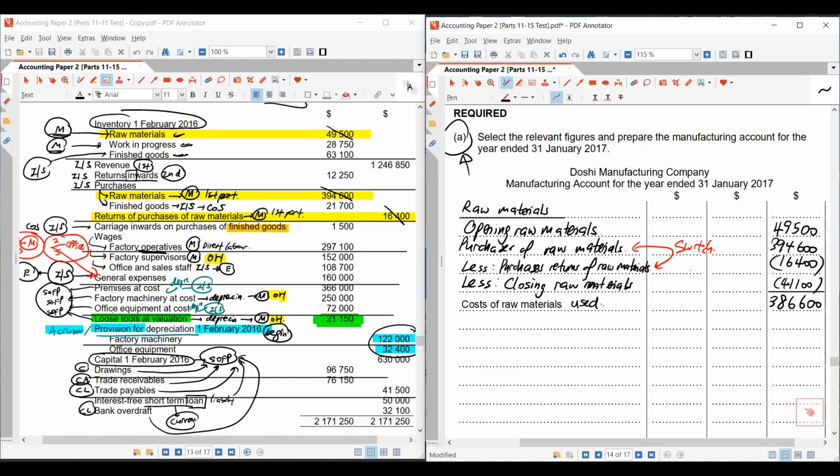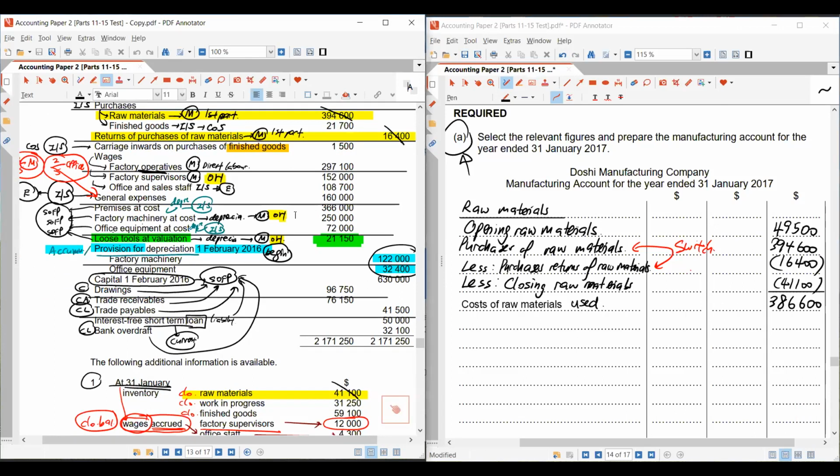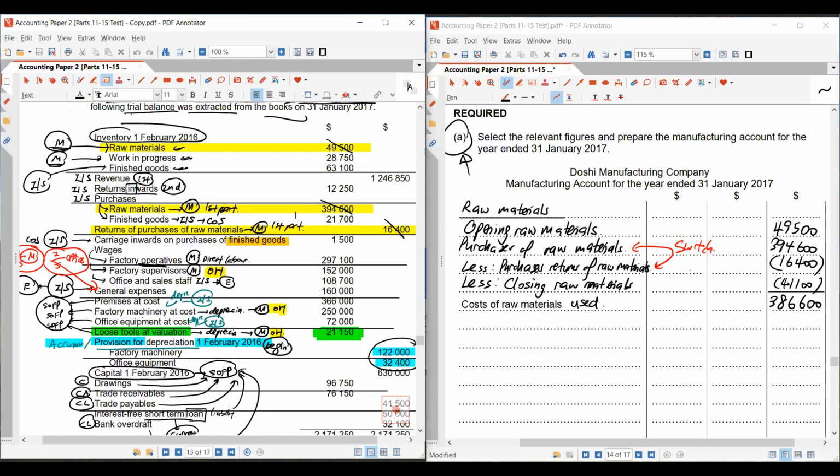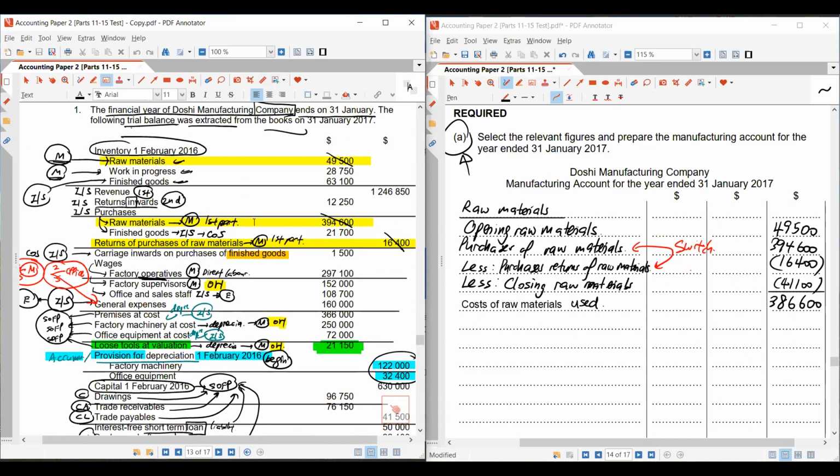After finishing the raw materials part, you see the question asks to find the direct labor cost. Very crowded, right? So where to look for the item? Okay, I see it. It is here, the 297,100. Factory operative indicates that this is direct labor. These are wages paid to the factory operative. I put it side by side.